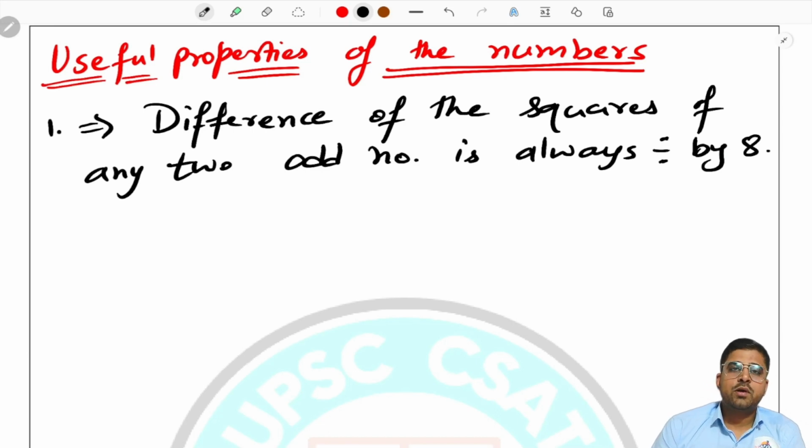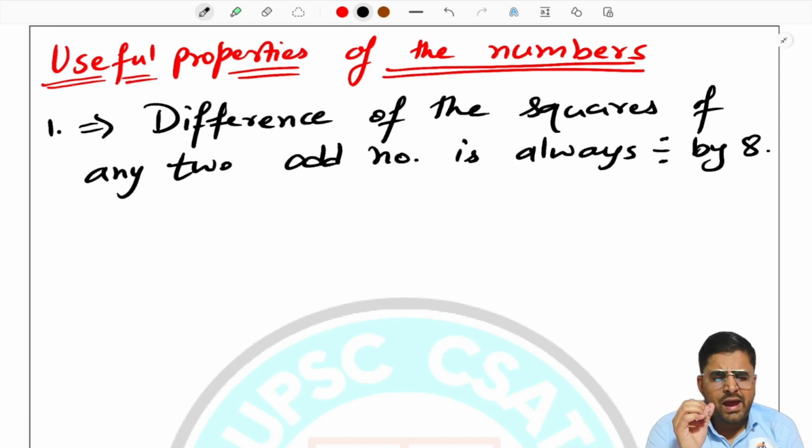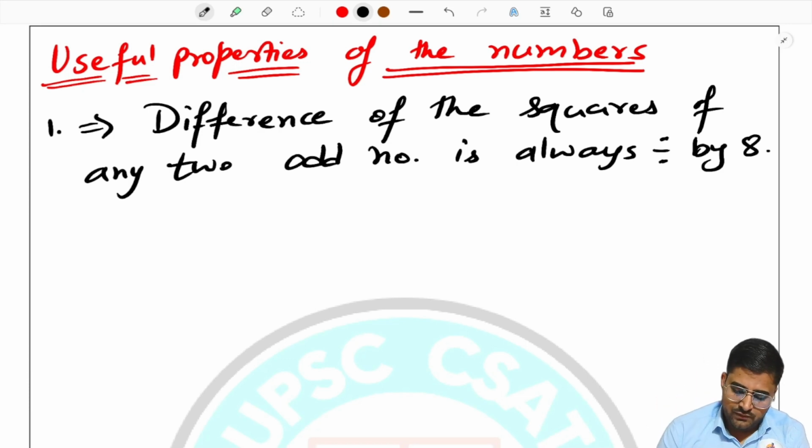What property number 1 states is that if the squares of any two odd numbers are subtracted from each other, then the result will always be divisible by 8. Difference of the squares of any two odd numbers is always divisible by 8. Let me show you how. Example.